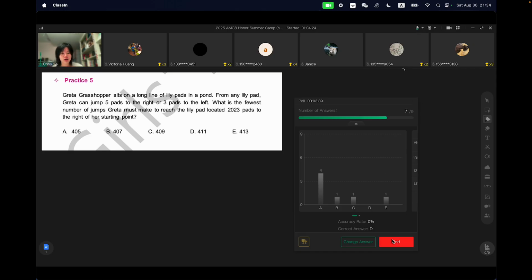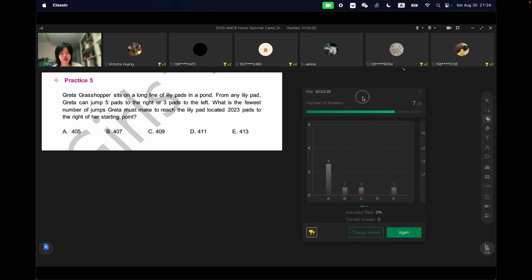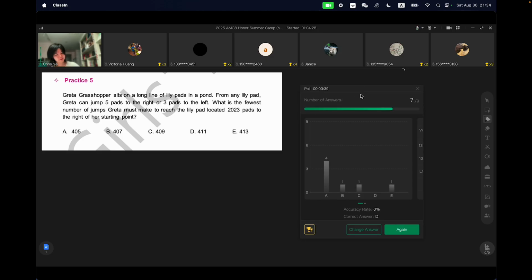So I'm going to get the answers in, and it turns out that nobody was able to get this problem correct. So I'll actually explain it. It says that a grasshopper can jump 5 paths to the right, so 1, 2, 3, 4, 5, or 3 paths to the left. What is the fewest number of jumps that she must make to reach the lily pad located 2,023 paths to the right of her starting point?